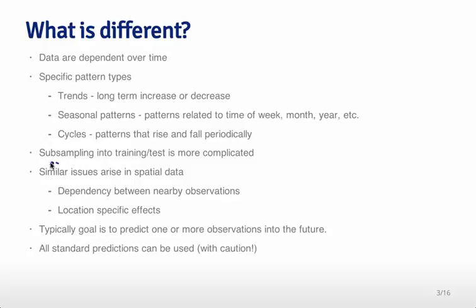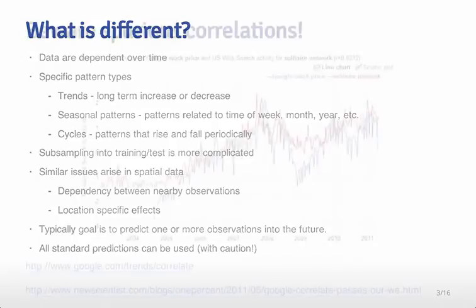Here, the subsampling into training and test can be a little bit more complicated because you can't just randomly assign samples into training and test. You have to take advantage of the fact that there's actually specific times that are being sampled and that points are dependent in time. Similar issues arise in prediction of spatial data. For example, there's dependency between nearby observations, and there may be location-specific effects that have to be modeled when doing prediction. Typically, the goal here is to predict one or more observations into the future, and all standard prediction algorithms can be used, but you have to be a little bit cautious about how you use them.